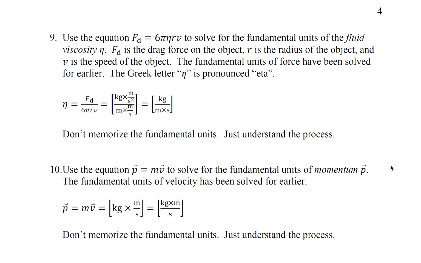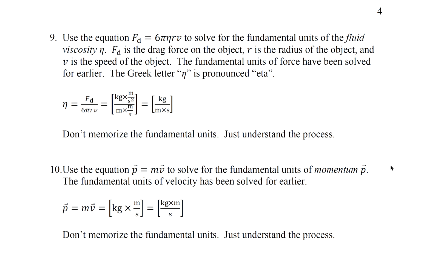Question 9, use the equation F sub D equals 6 pi eta r v to solve for the fundamental units of the fluid viscosity eta. F sub d is the drag force on the object, r is the radius of the object, and v is the speed of the object. The fundamental units of force have been solved for earlier. The Greek letter η is pronounced eta.